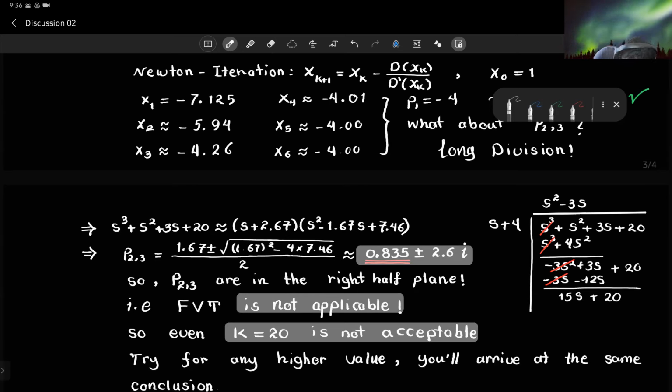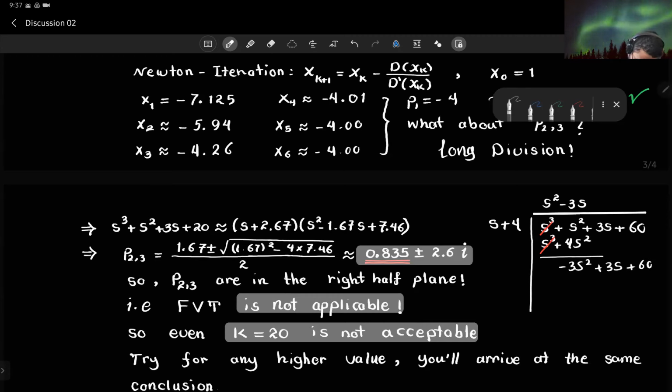Wait a second. S cubed plus 4s. Oh, yeah. Oh, God. So s cubed plus s squared plus 3s plus 60. Yeah, that's the problem. Okay. Yeah, so this is, again, negative 3s squared plus 3s plus 60.